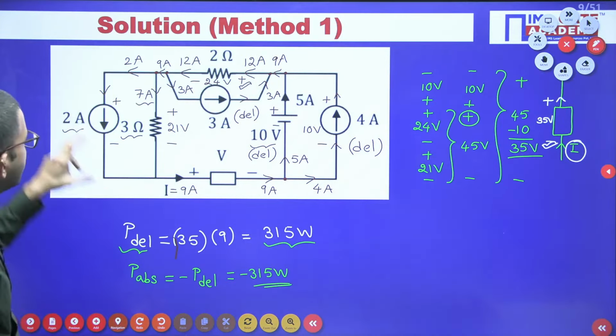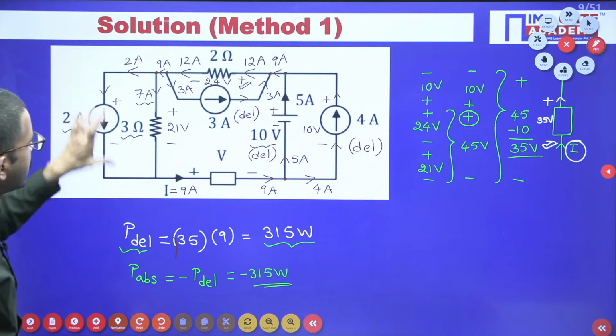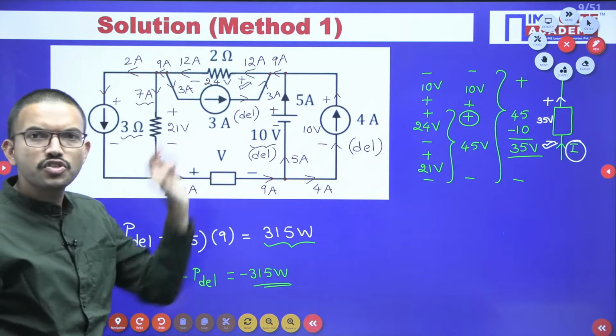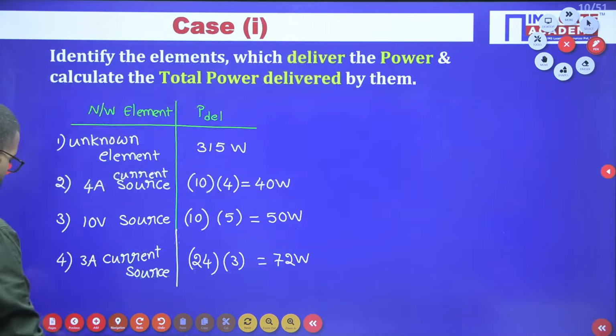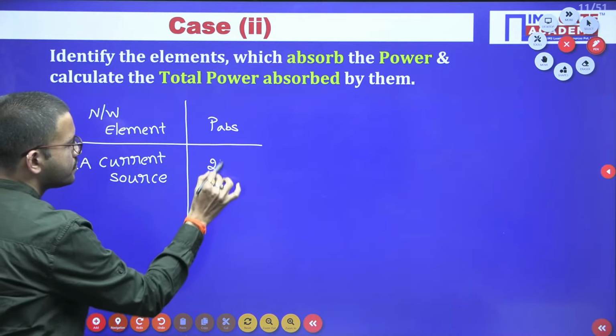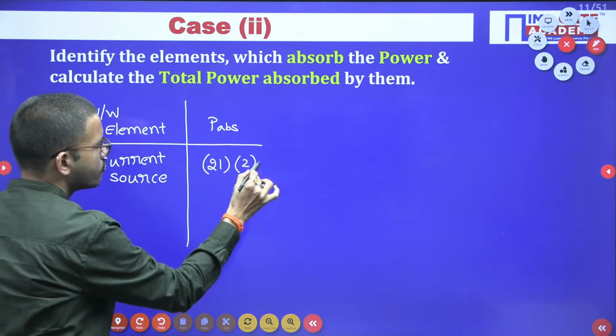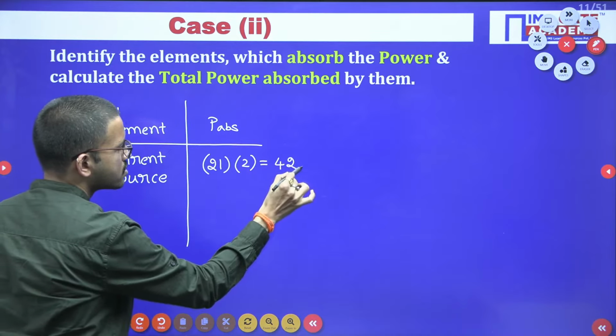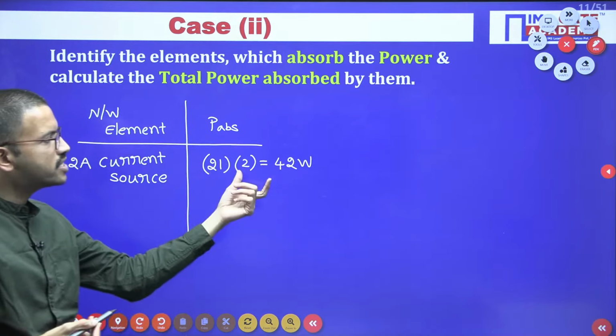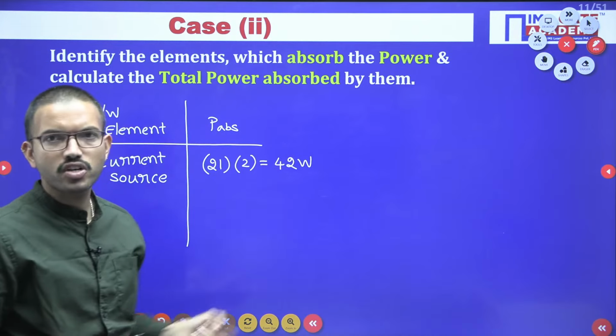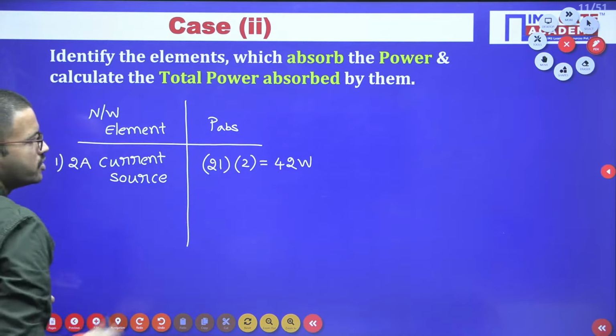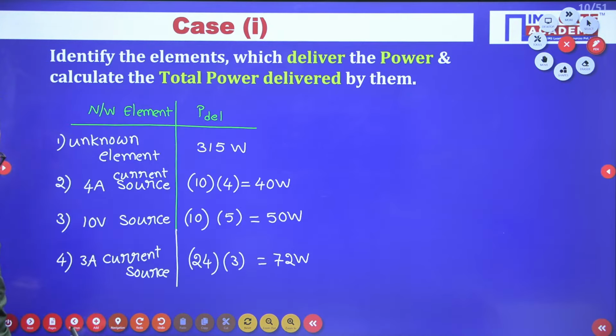It is absorbing the power. We are having 2 ampere current and across it voltage is 21 volts, right? 21 into 2, that is 42 watts. Voltage into current, the power units are watts. Okay, 2 into 21, that is 42 watt.